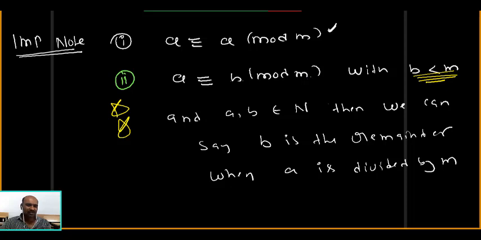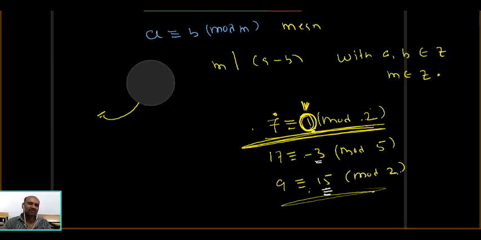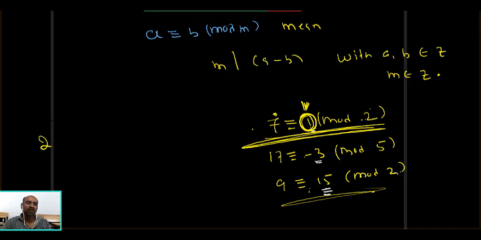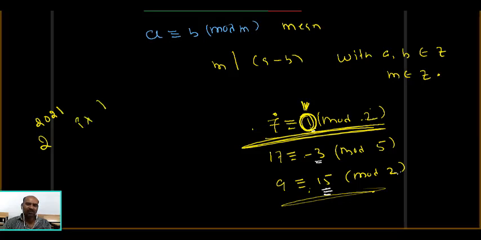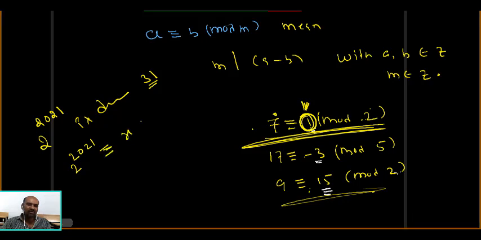Very, very important. Sometimes they will ask a question like this: 2 power 2021 is divided by 31, find the remainder. Listen students. How to find the remainder? I will explain. It is enough to find an x so that 2 power 2021 is congruent to x modulo 31.